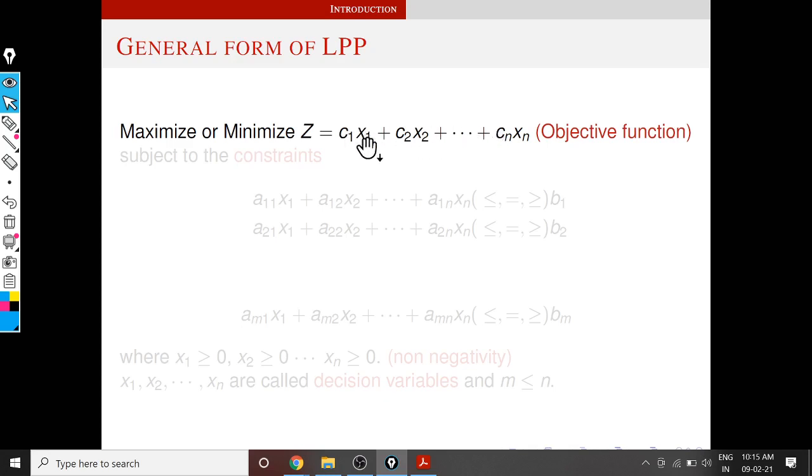You can notice that this is a linear function because there is no power for the xi's and there is no product term. Suppose our objective function is x1 x2 plus x3. This is not linear because it contains a product of variables, which is not allowed in the linear case. Linear case means the most general form of a linear function involving n variables: c1x1 plus c2x2 plus etc. plus cnxn.